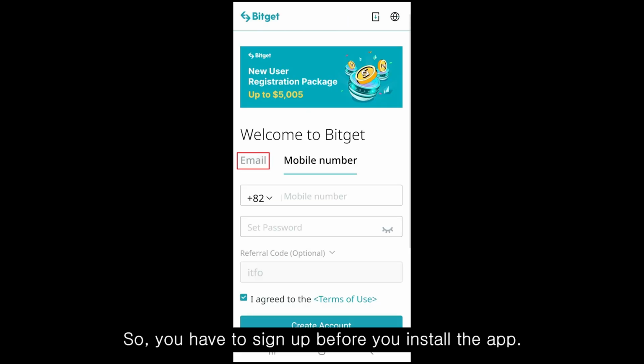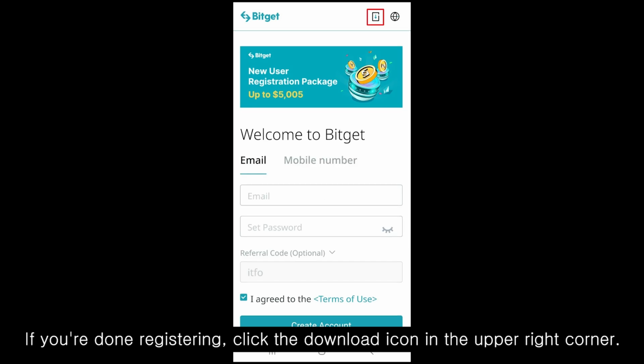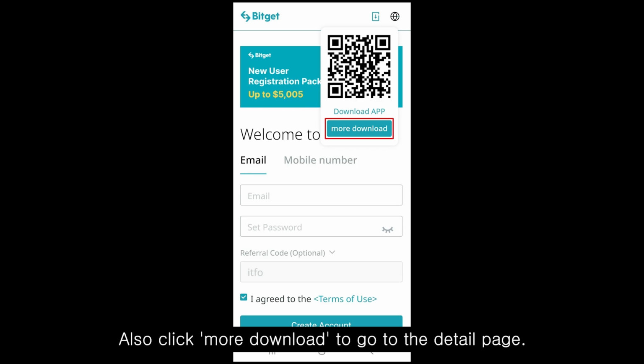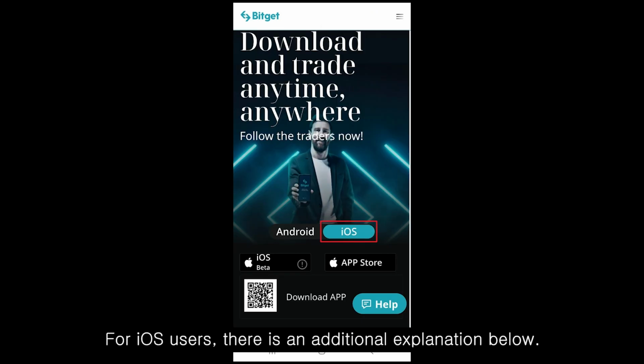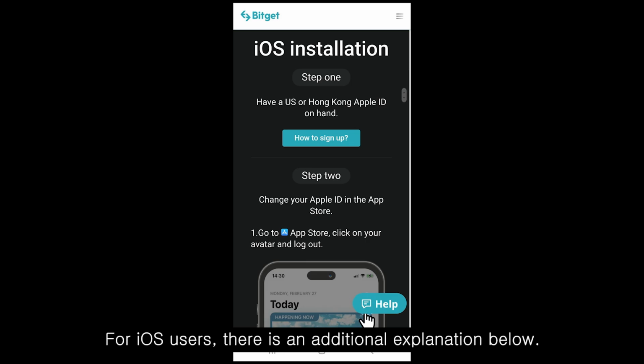So, you have to sign up before you install the app. If you're done registering, click the download icon in the upper right corner. Also click More Download to go to the detail page. For iOS users, there is an additional explanation below.